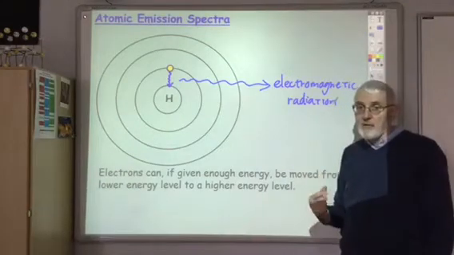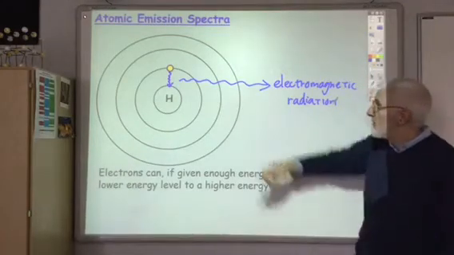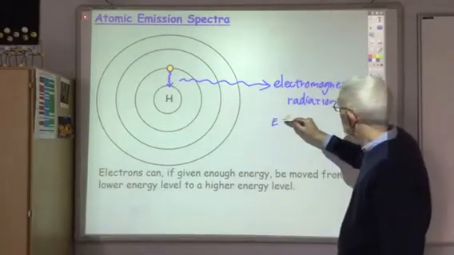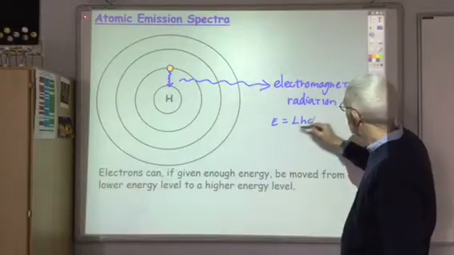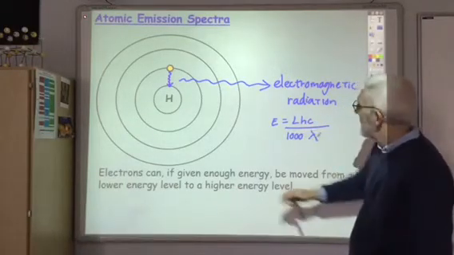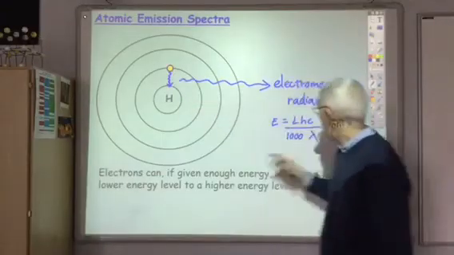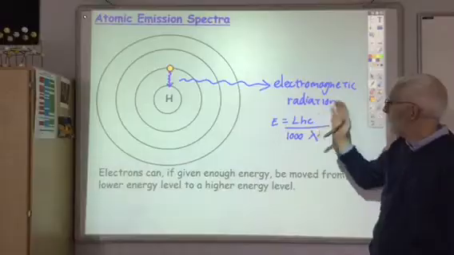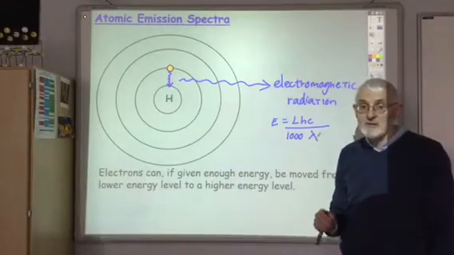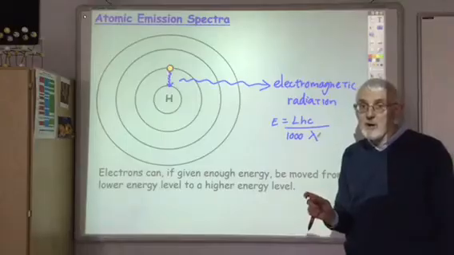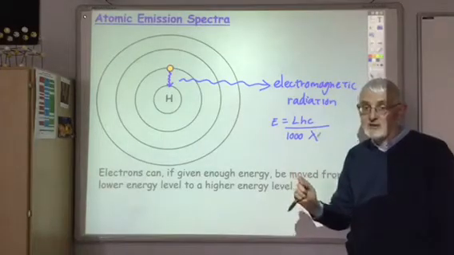The wavelength of the electromagnetic radiation will depend on that energy gap. Remember that E equals hc over lambda. So the bigger the energy gap, the smaller the wavelength. And if the wavelength of the radiation just happens to be in the visible region of the electromagnetic spectrum, we will see a colour associated with that transition.